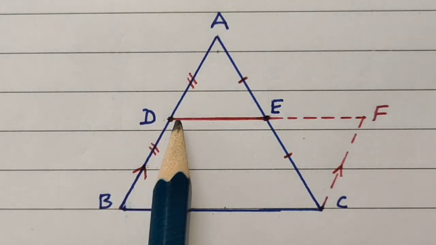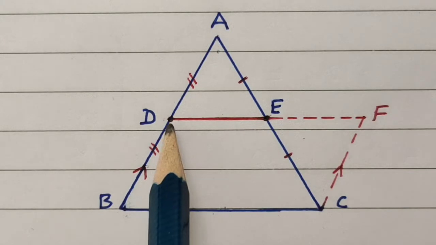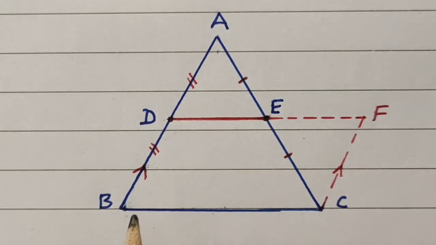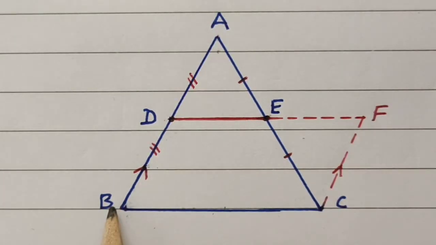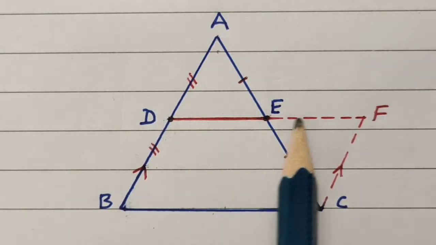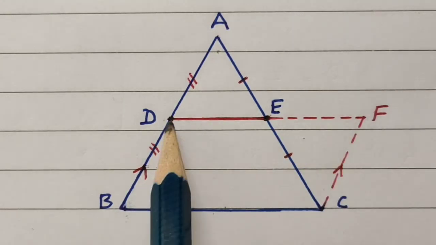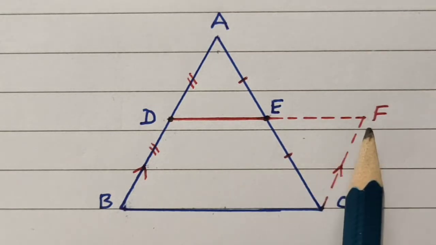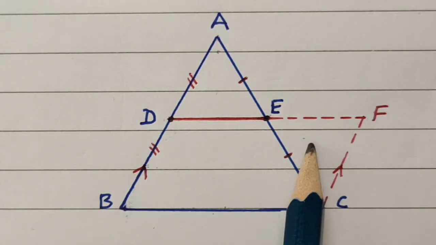Now they are given D is the midpoint of AB and E is the midpoint of AC. So join DE. Now the construction. Through C, draw CF parallel to AB and meeting DE extended at F. So you have to draw this parallel up to F, where it's going to meet DE at F. This is the construction. Now we have to prove this triangle is congruent to this triangle.